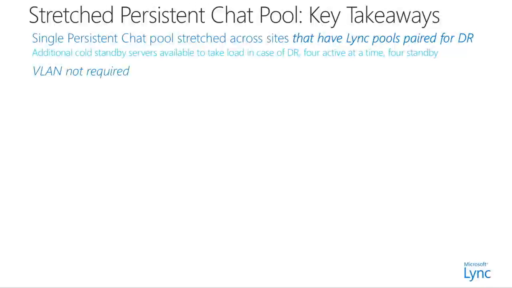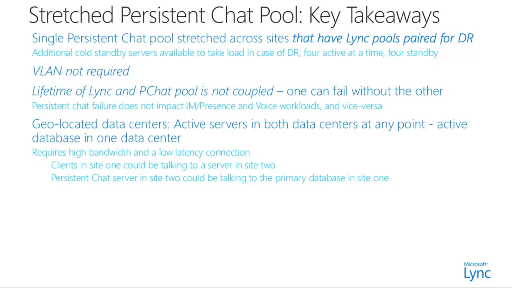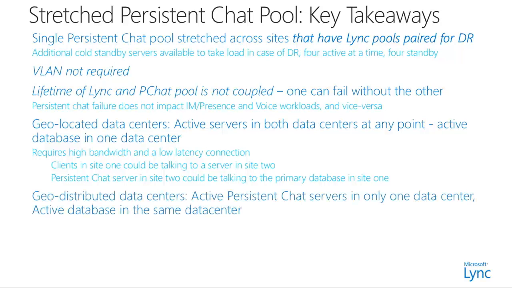So some of the key takeaways of this stretch persistent chat pool. It's a single persistent chat pool stretched across sites that have Lync pool paired to DR. VLAN is not required. The lifetime of the Lync and pchat pools is not coupled, so one can fail without the other. And for geolocated data centers, again, there are different recommendations based on the location of the data center, whether they're in a low bandwidth or high bandwidth, or high latency and low latency scenario. So these are some of the considerations that have to be looked into when deploying pchat server for HA and DR.